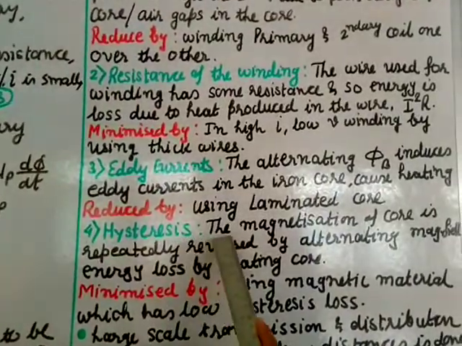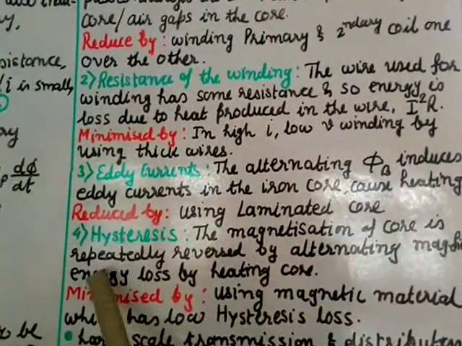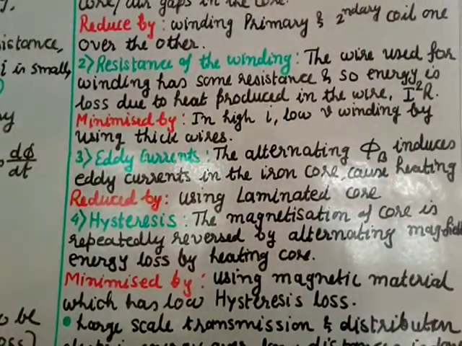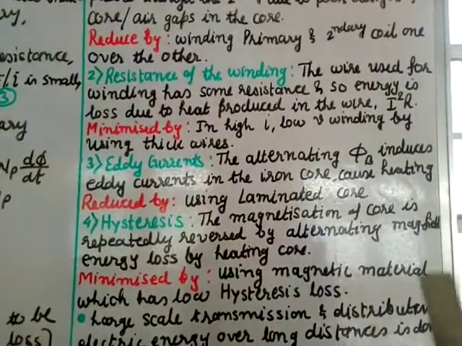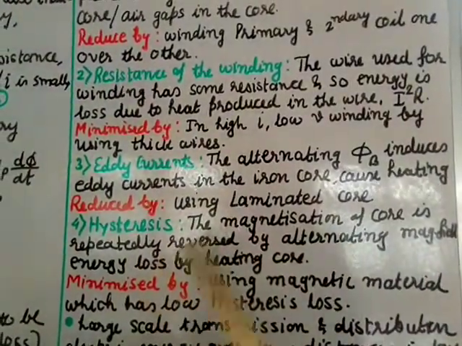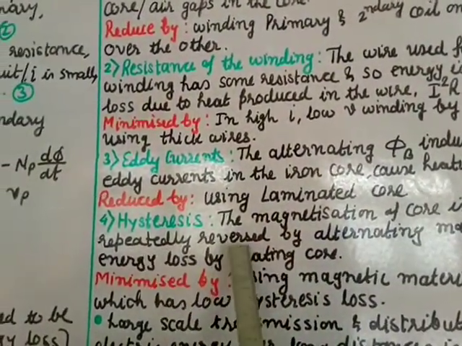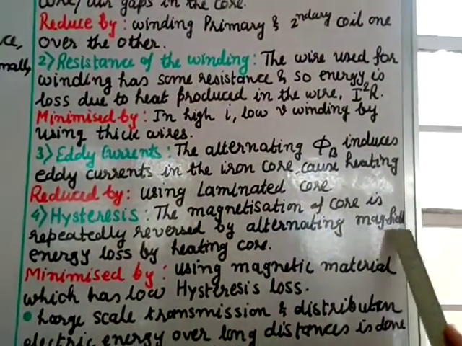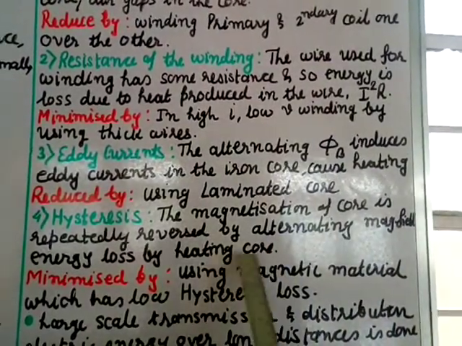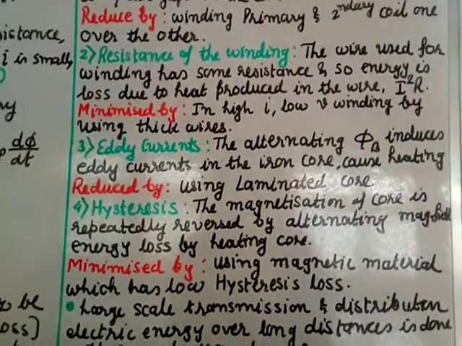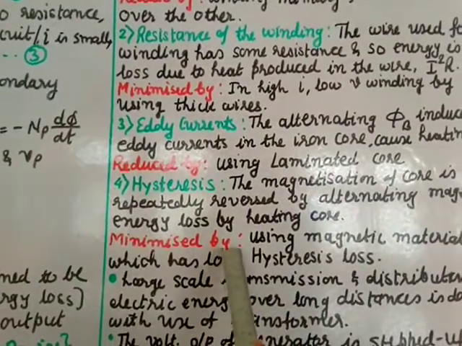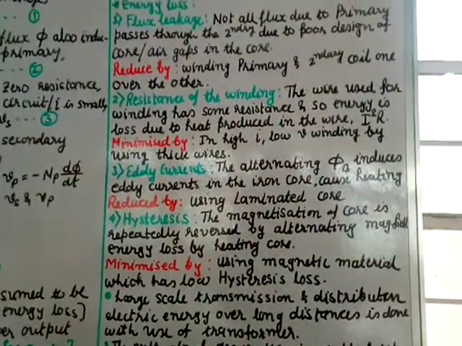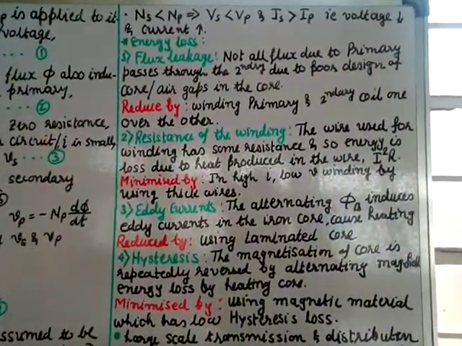Number 4, hysteresis. The magnetization of the core is repeatedly reversed by the alternating magnetic field, and there is energy loss by heating of the core. So in a transformer the magnetization is reversed, and not once or twice, it is repeatedly reversed. That happens because of the changing magnetic field, and therefore the core is getting heated up and there is energy loss. So we have to minimize this, and it is minimized by using magnetic material which has low hysteresis loss. So these are the 4 energy losses in a transformer.